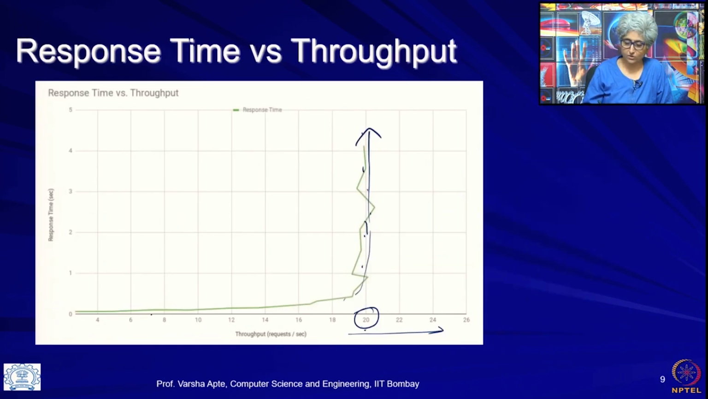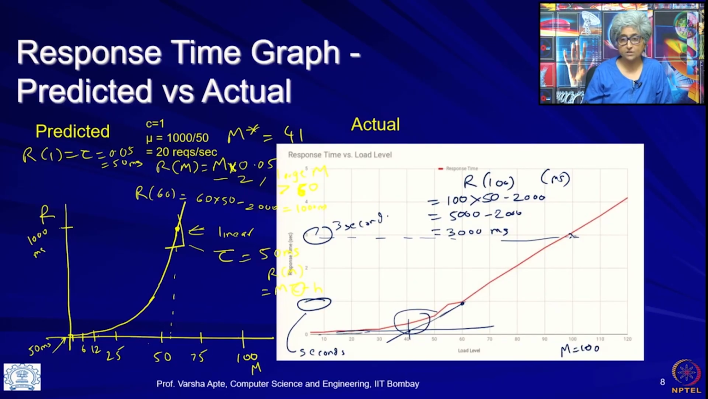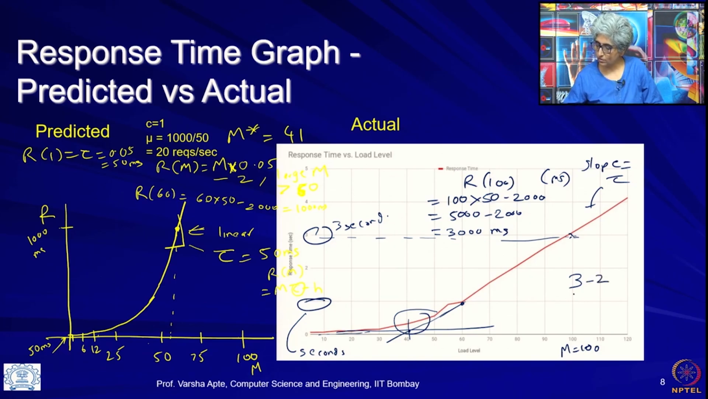We can do one more check actually for the response time versus number of users. This slope was supposed to be tau. We can check whether the slope is tau. So, at 100 for example we had 3 and at 80 we had 2. So, 3 minus 2 divided by 20, so this is 1 divided by 20 in seconds. So, that is 1000 divided by 20 in milliseconds, and this is 50 milliseconds, which is exactly our tau. Okay. So, that is also matching.